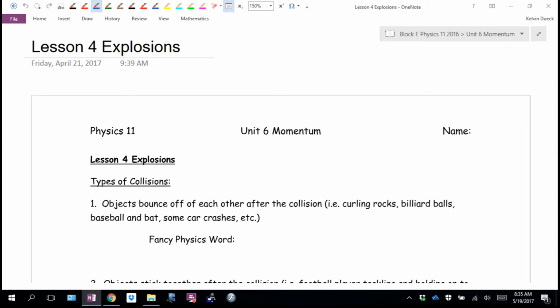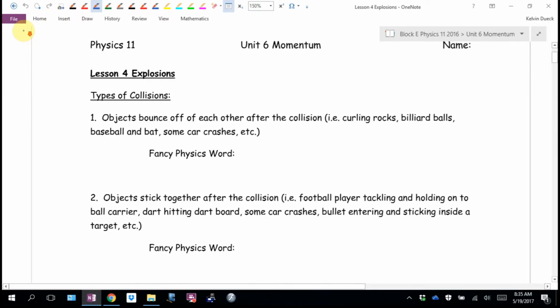So, continuing on, I'd like to talk a little bit about explosions, but first I want to categorize collisions. Collisions come in two main types.